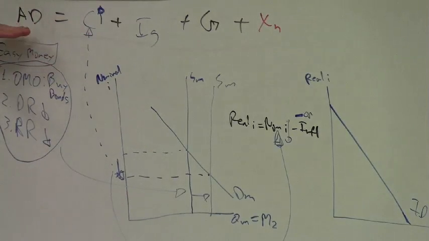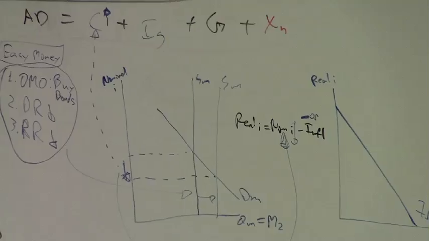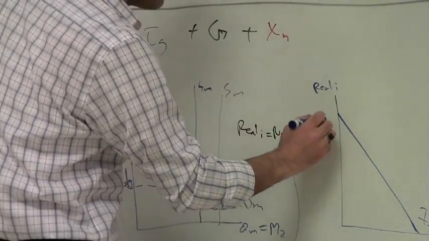If consumption goes up, that means aggregate demand is going to go up. That means aggregate demand is going to shift to the right. That means the price level is going to go up. So that's another possibility that we could have inflation increase.